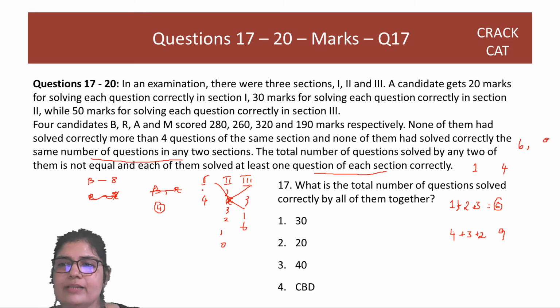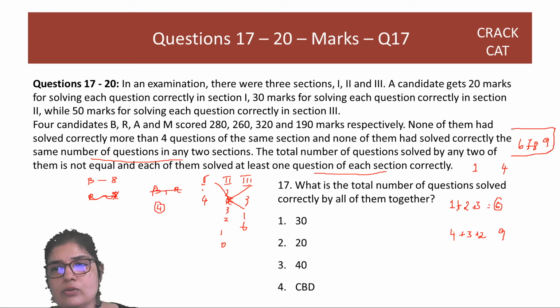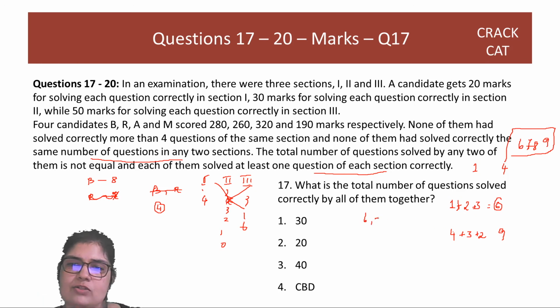How many numbers are there between 9 and 6, guys? 7 and 8. So there are 4 possibilities only, and there are 4 people, and they have each solved a different number of total questions. So they have all solved 6 or 7 or 8 or 9, all different. So what is the total number of questions solved correctly by all of them together? It is 6 plus 7 plus 8 plus 9, it is 30.